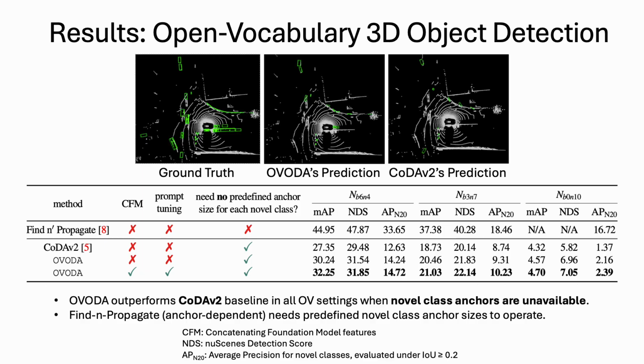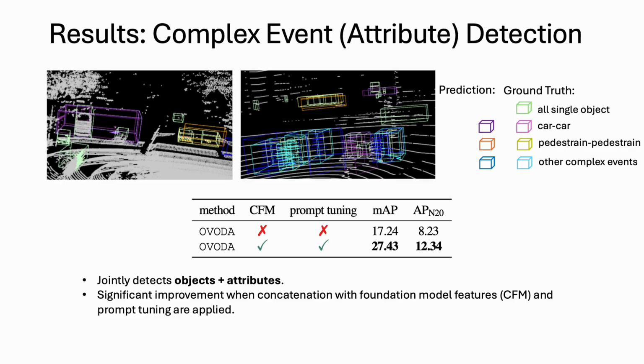On nuScenes, OVODA outperforms baselines in all Open Vocabulary settings, especially when no anchor size is available. For attributes, it achieves significant improvements in success rate and further improves with feature concatenation and prompt tuning.